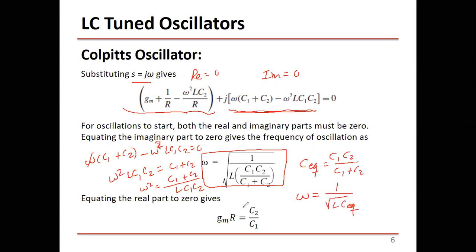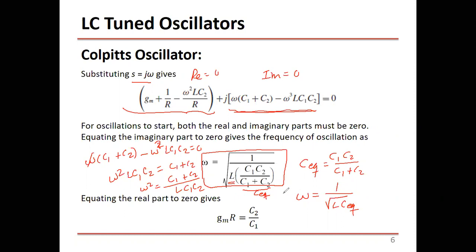We prefer to keep it this way because this is the resonance frequency. We know that the resonance frequency of any tank circuit is in the form of 1 over the square root of L times C. The idea is to find L equivalent and C equivalent. Here L equivalent is just L, and C equivalent is this part here.